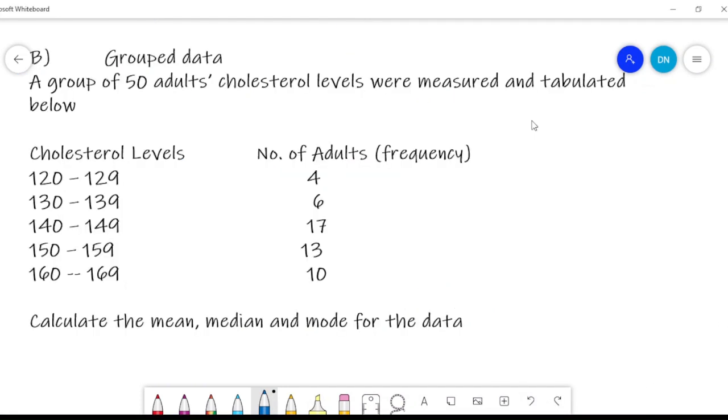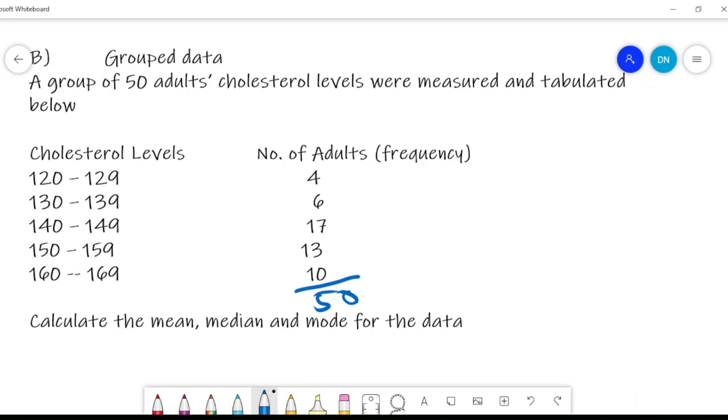For the grouped data, we are told that a group of 50 adults' cholesterol levels were measured and tabulated below. Those who had a cholesterol level between 120 and 129, there were 4 adults. Those with 130 to 139, there were 6. Between 140 to 149, there were 17. Those with 150 to 159, there were 13. And those with 160 to 169 were 10. If we calculate this, we see that we had a total of 50 adults.